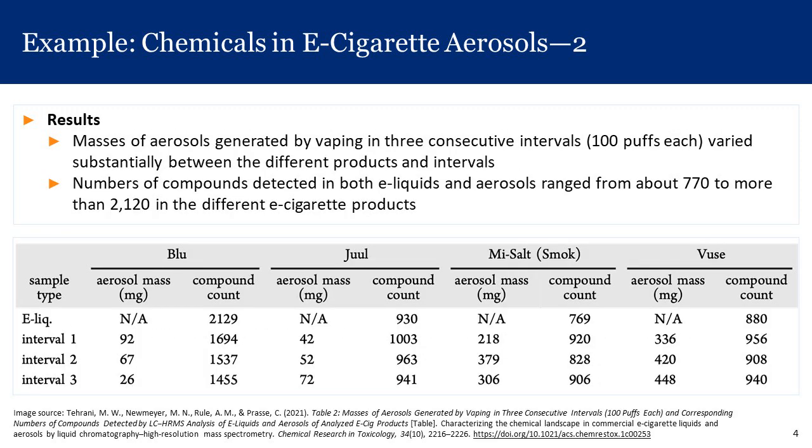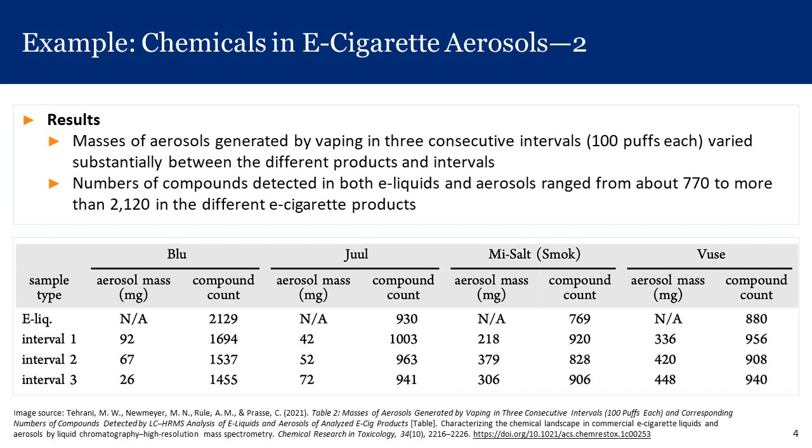And what we did, as shown here also in this table, is we analyzed the e-cigarette liquid. So that's the liquid that's basically in these e-cigarettes. And then we simulated 3 different intervals that had 100 puffs each, which are here indicated in this table as interval 1, 2, and 3. And then we monitored 2 different aspects. We, first of all, determined the mass of the aerosols that were produced during these intervals. And then we also looked using high-resolution mass spectrometry for how many compounds were actually detected.